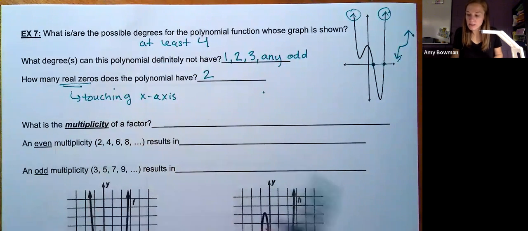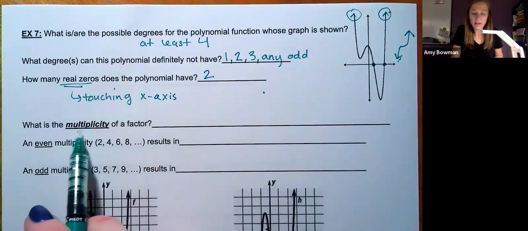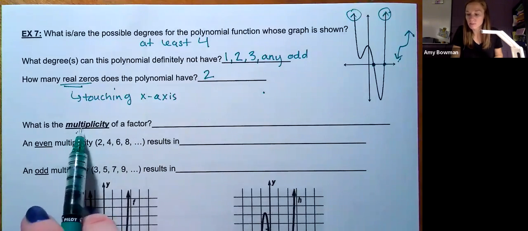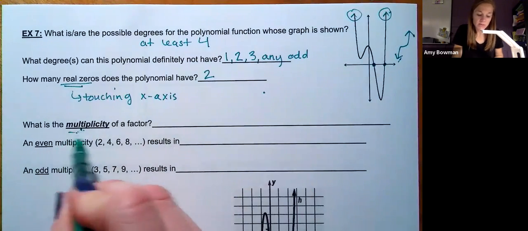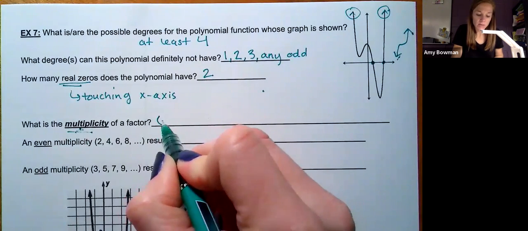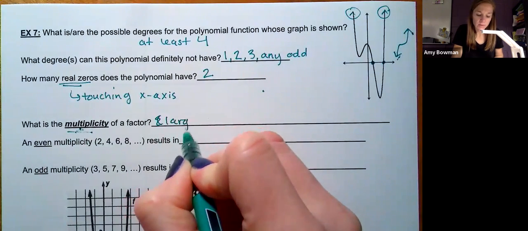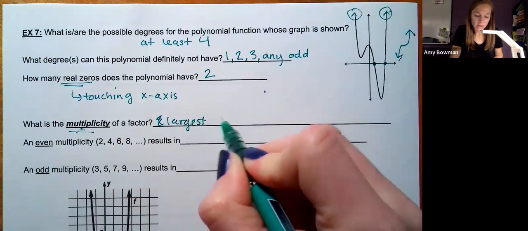Now, multiplicity of a factor. This is what's going to tell us how the graph is behaving at a specific zero. The multiplicity of a factor is just the largest exponent of each factor.